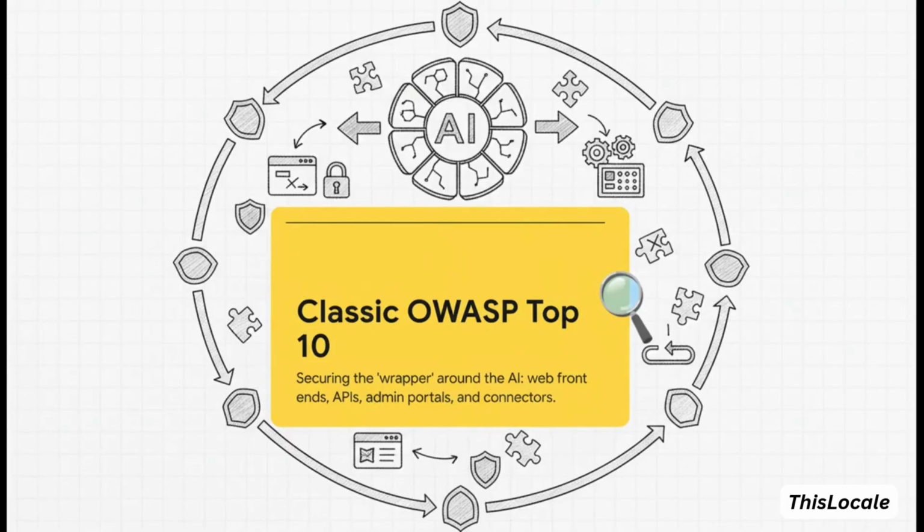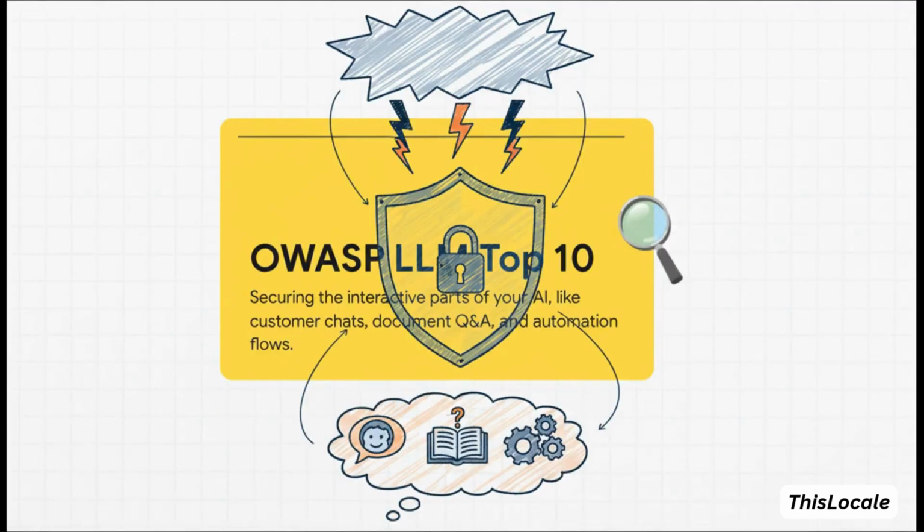All right, the first layer, this is familiar territory. It's the classic OWASP Top 10. This helps us lock down everything around the AI. We're talking about the wrapper, the web interfaces, the APIs, the admin consoles, all the usual suspects. We still have to worry about broken access control or security misconfigurations here. For instance, what if an external customer somehow gets access to internal company data? That's this layer.